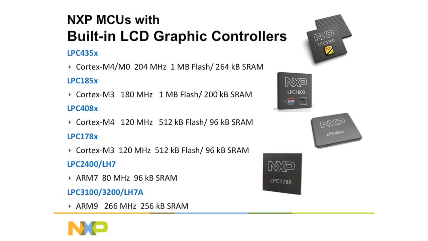1788 and 4088 are essentially the same part. One's an M3, one's an M4. 1850 and 4350 are also pin compatible. M3, M4, higher speeds. We have the fastest M family out there at 204 megahertz. The external bus, however, will only run at half that speed. And in many cases, you might want to run the core and the external bus at the same speed because the external bus is usually your gating item for your frame buffer going out to the LCD. So there are some trade-offs there to look at. Okay.